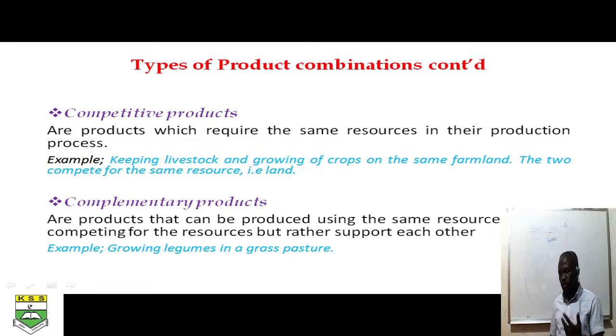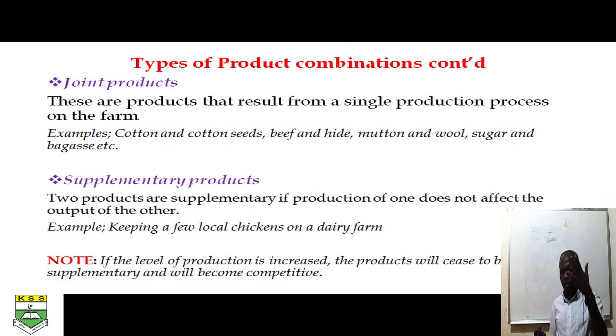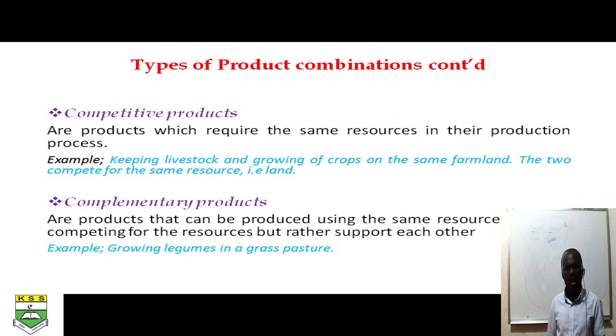Then two, we have what we call complementary products, from the word complement. Now, these ones are good. They can coexist without interfering with the presence of the other. They can grow together, or you can keep them together without any competition.